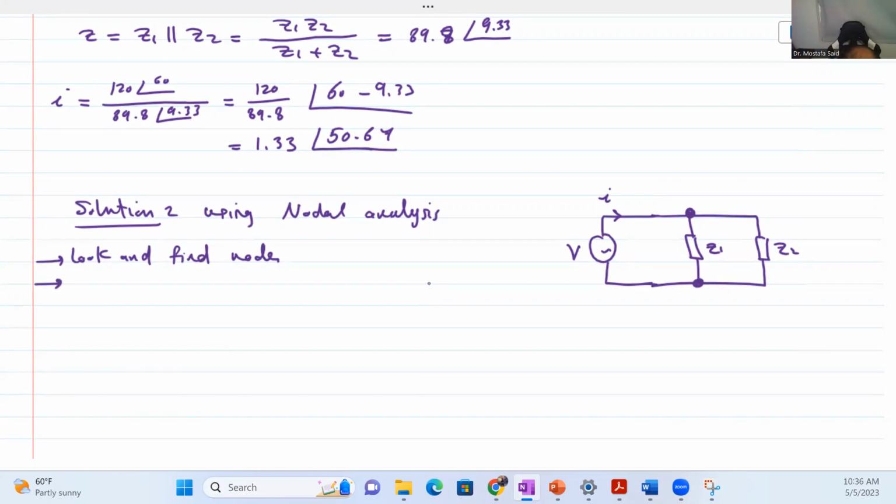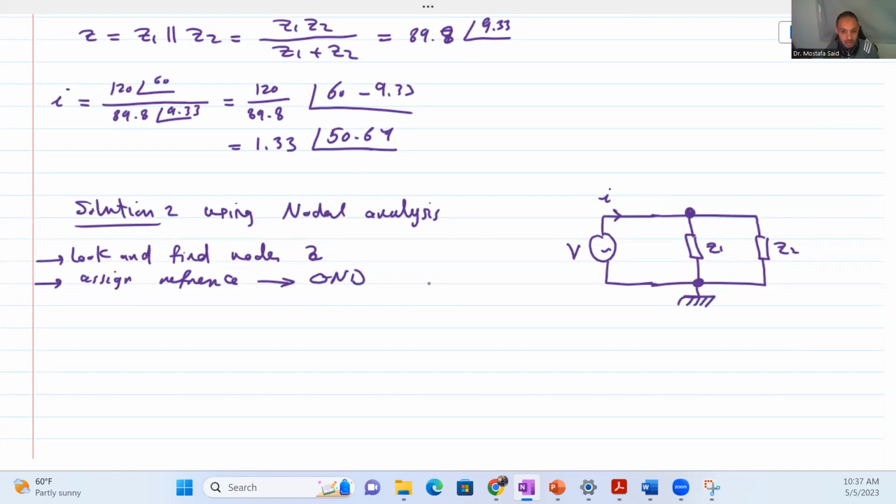So we have two nodes. Second step, assign a reference. One of the two nodes will be a reference, and our reference is usually ground. Can we do any of them? Yes, you can use this one as a ground, or this one as a ground, and use either to solve the circuit.